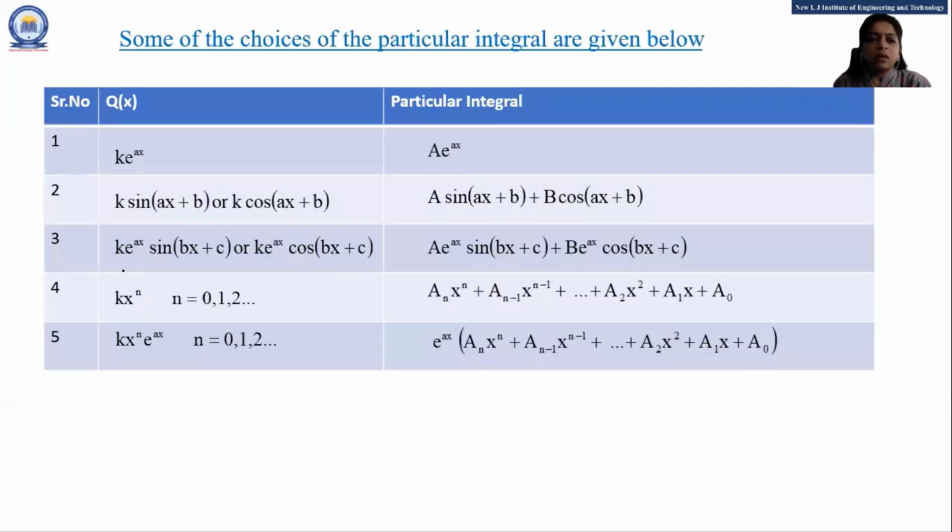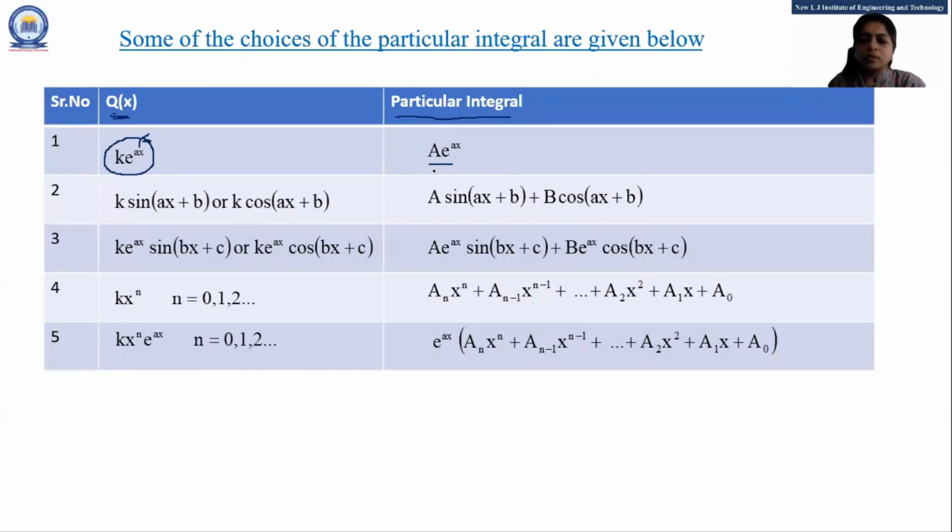See this one. Here, the most important thing in this method, again we find two solutions. One is CF and the other is PI. CF is the same method, okay? But for PI, here we have to decide the particular integral, and that is the most important. This slide is most important for this method. When your right hand side Q(x) is k e raised to ax, at that time you have to write your particular integral as a e raised to ax.